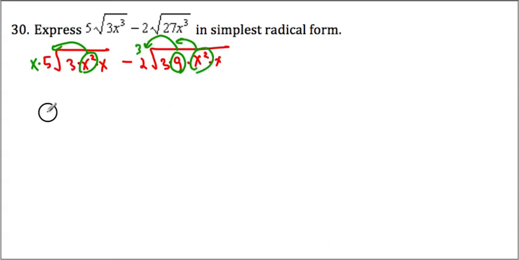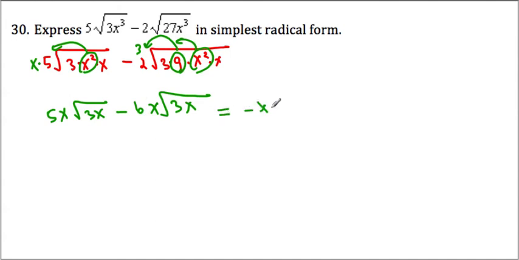Then what we are left with is 5x square root of 3x minus, here 6x, because x squared came out, 6x minus, times square root of 3x. Then 5 out of those, 6 out of those, we get negative x square root of 3x. That's what we end up getting.